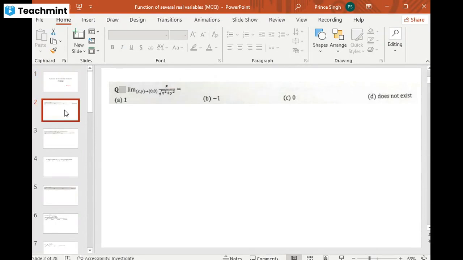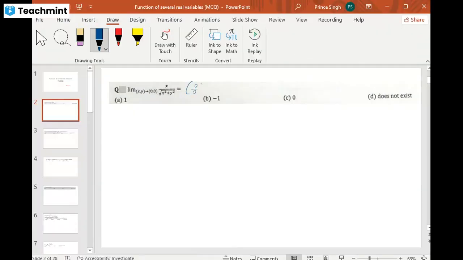So the first problem is based on the limit of the function: limit xy approaches to 0, x upon square root of x square plus y square. If I put x equal to 0 and y equal to 0, then we find that it is 0/0 form. So when it is 0/0 form, firstly we need to check whether the limit of the function exists or not. So how can we check the same?